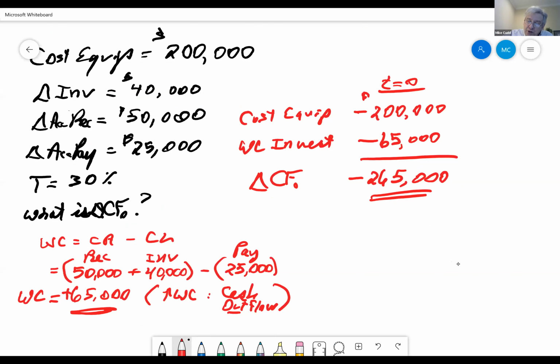Now, what do you notice? What figure we were given did we not use? Taxes. The tax rate. We didn't need it. I love to refer to this as smoke. It's additional information you don't need. It's provided to see if you'll bite on it and make a mistake.